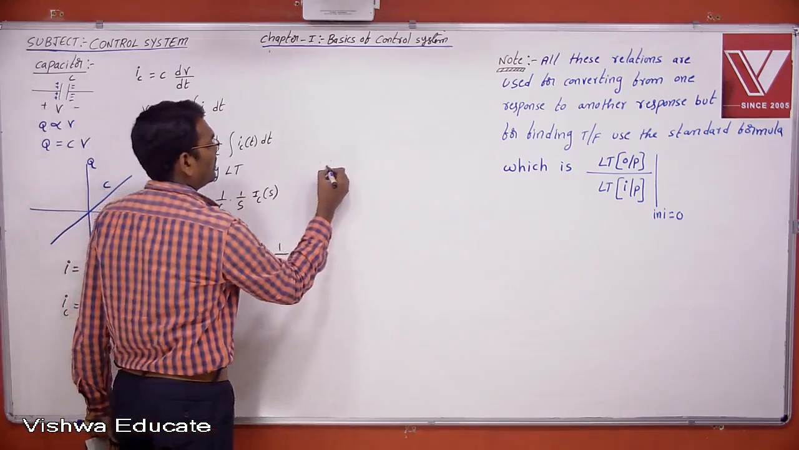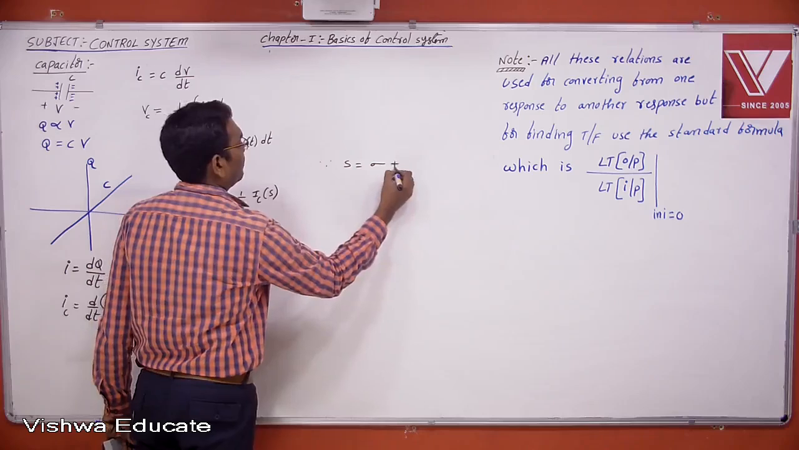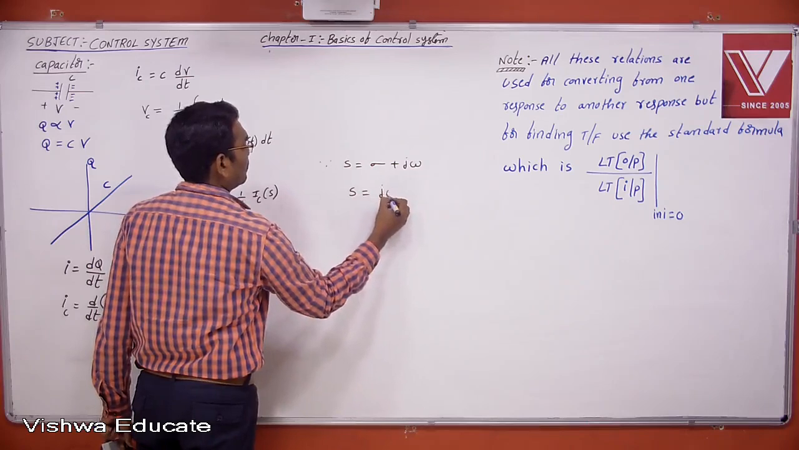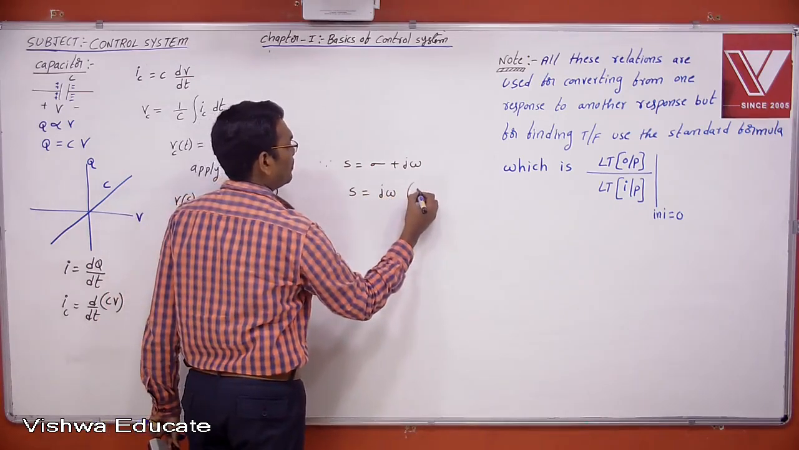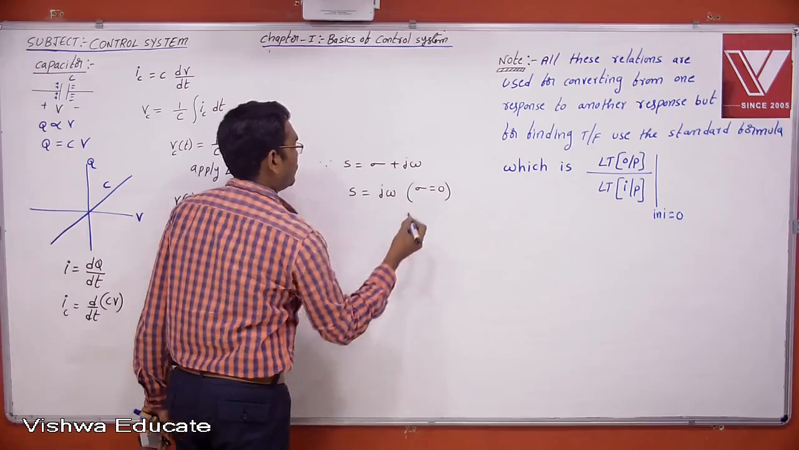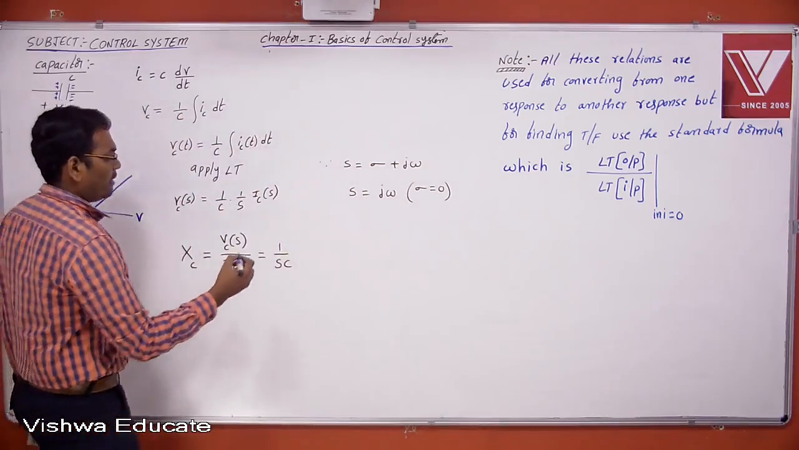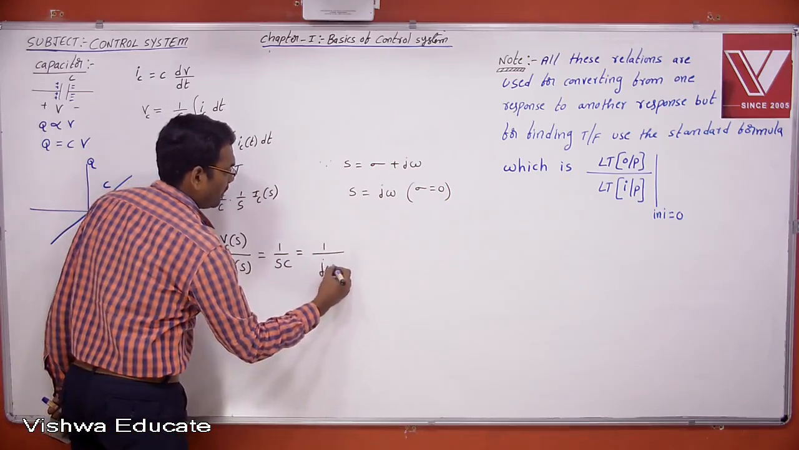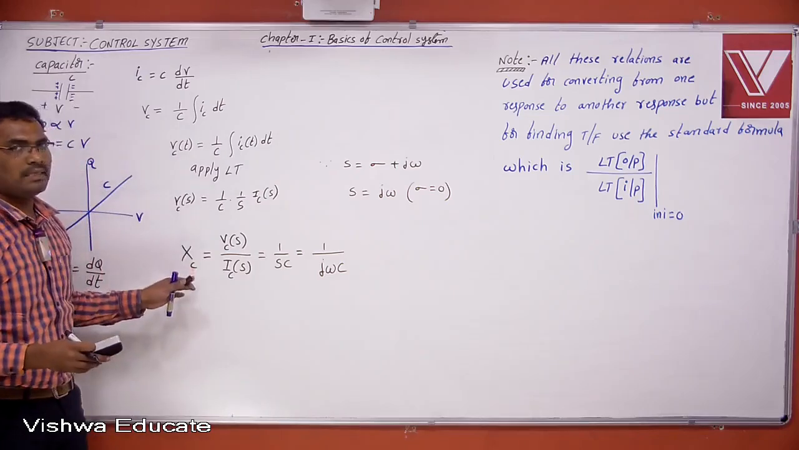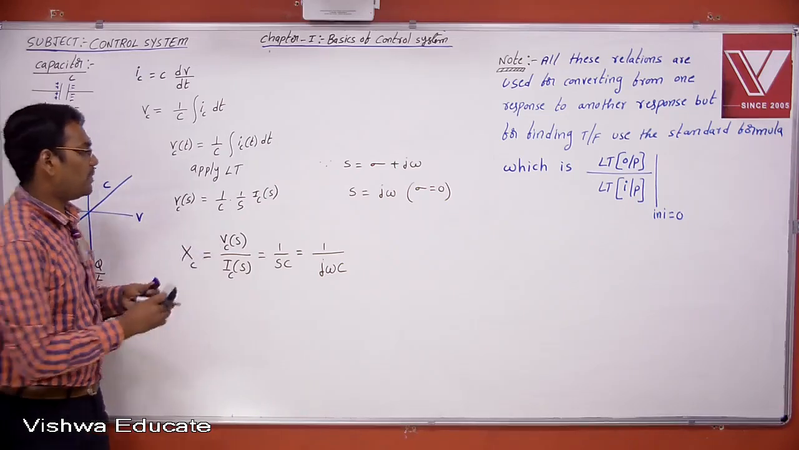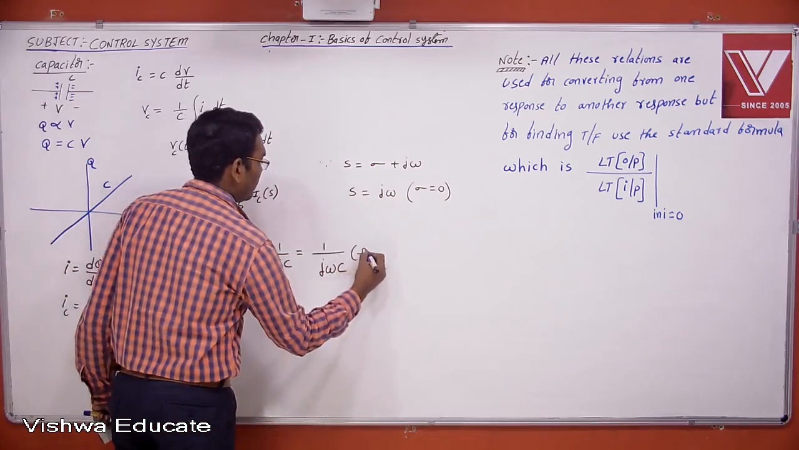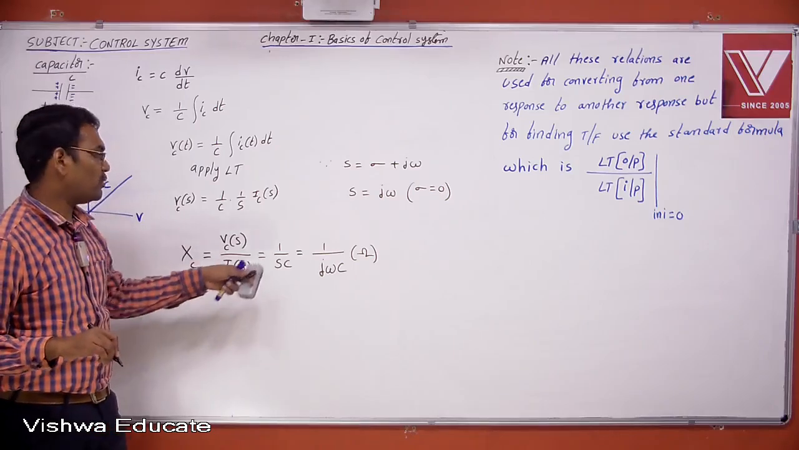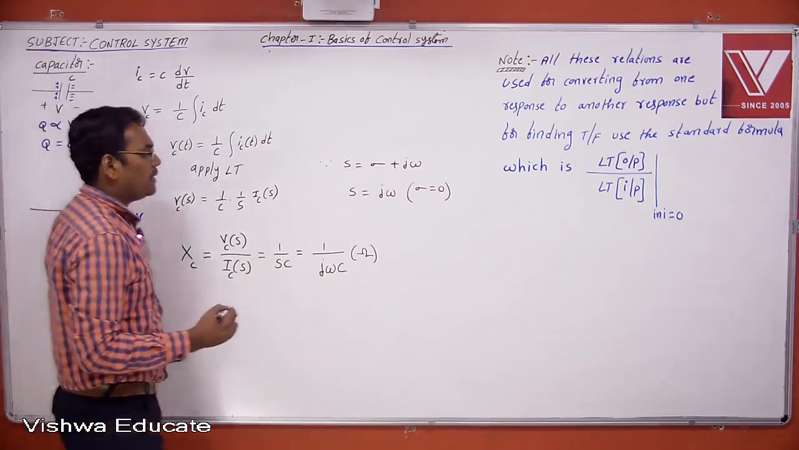Now let us assume s equals sigma plus j omega. If I assume the real part sigma equals 0, then s equals j omega, and the reactance is 1 divided by j omega into C. This is the resistance offered by the capacitor, which is the capacitive reactance. Units are ohms.